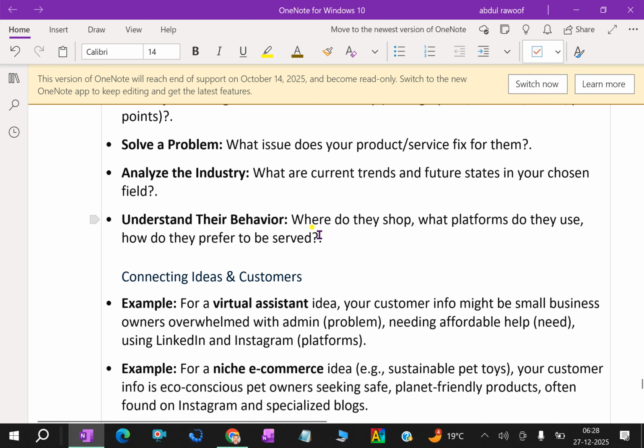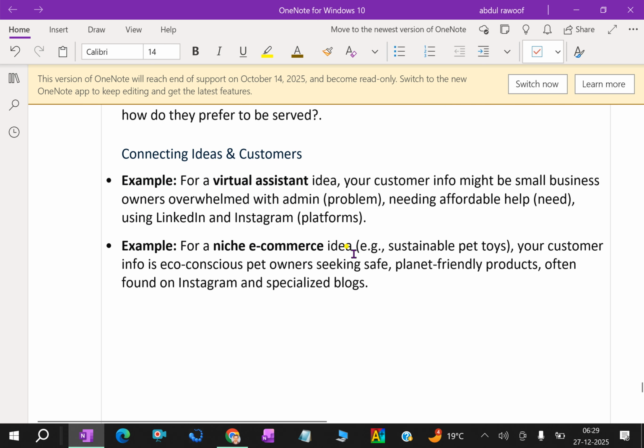Understand their behavior. Where do they shop? What platforms do they use? How do they prefer to be served? Connecting ideas and customers. For example, for a virtual assistant idea, your customer info might be small business owners overwhelmed with admin, that is a problem, needing affordable help, that is a need, using LinkedIn and Instagram-like media as a platform.